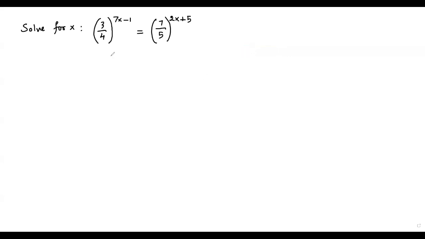But here I don't think I'll be able to get the same base on both sides of this equation, because here we have base 3/4 and here we have base 7/5. So we have fractional bases, and I don't think we'll be able to get the same base on both sides. So what should I do to solve this exponential equation? We have to use logarithm.